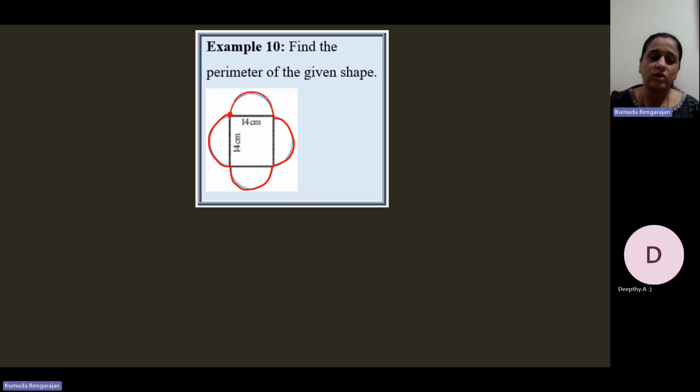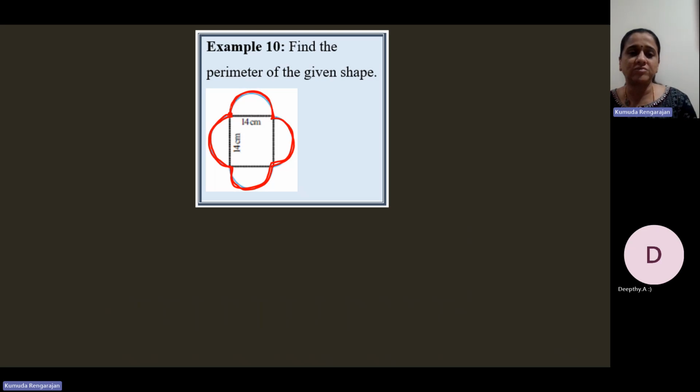So what all do we see on the boundary? We see an arc, which is a semicircle, another arc, which is a semicircle, another arc, which is a semicircle, another arc, which is a semicircle. So the perimeter of the shape is equal to the length of the semicircle plus the length of the semicircle plus the length of the semicircle plus the length of the semicircle. So 4 into the length of the semicircle.